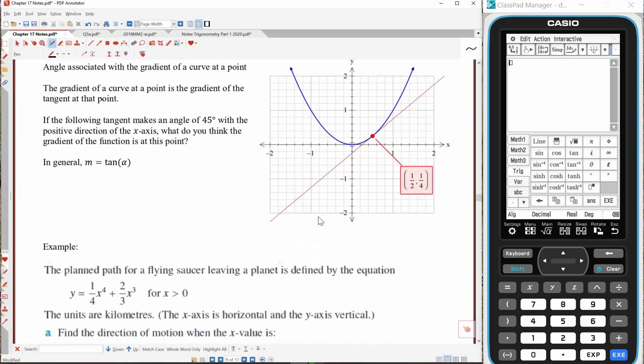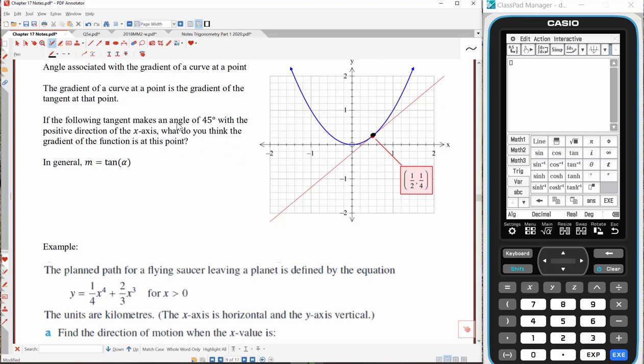The final thing you'll need to know for exercise 17D is the angle associated with the gradient of a curve at a point. The gradient of a curve at a point is the gradient of the tangent at the point. So at this point here, we've got a tangent drawn, and the gradient of the function here will be the gradient of the tangent at the point.